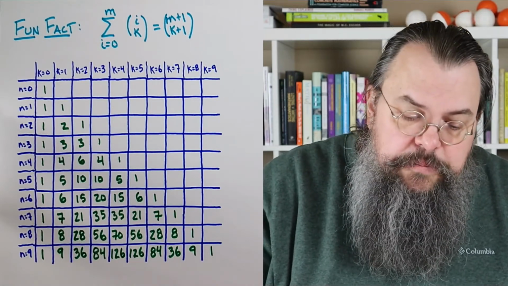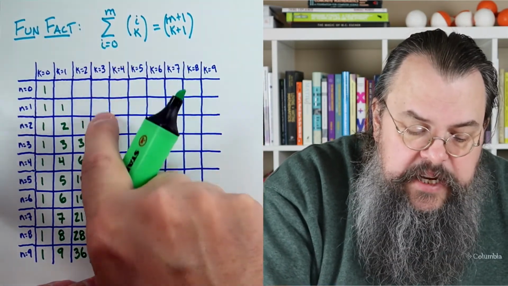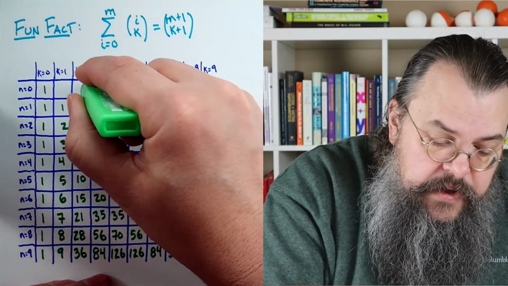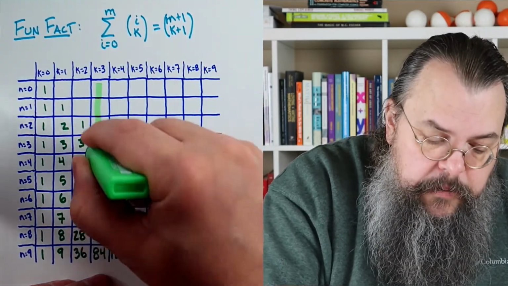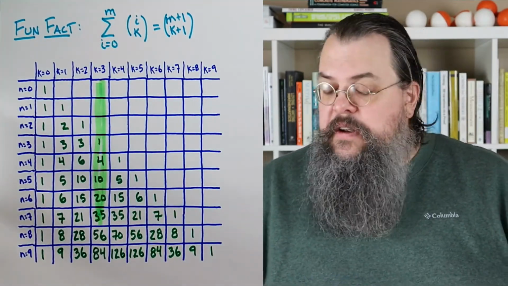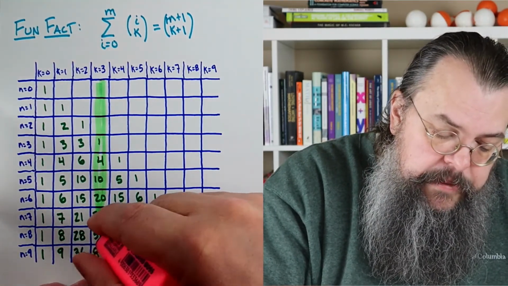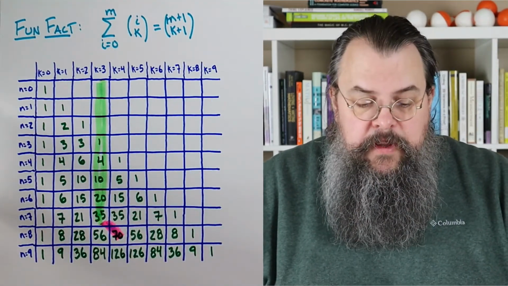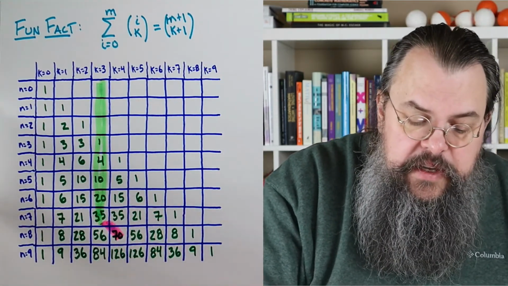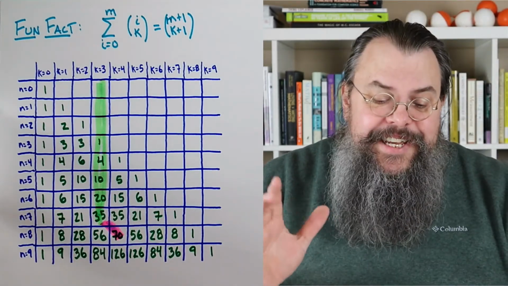Suppose you pick some k. In other words, we're adding down a column, and then we stop. And I want to say, what's the sum of those numbers when we add them all together? And the answer is, it's going to be that number right there. So, in other words, 1 plus 4 plus 10 plus 20 plus 35 is 70. Is it? It is.